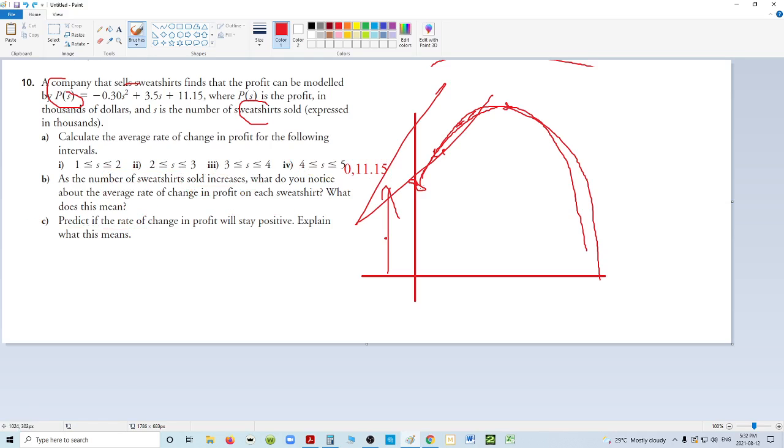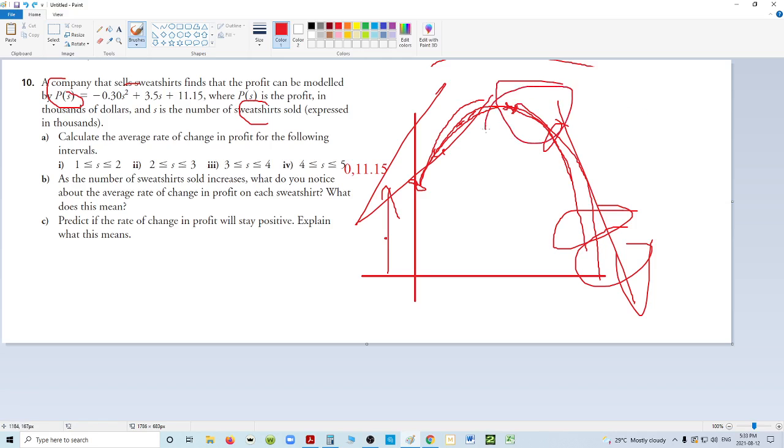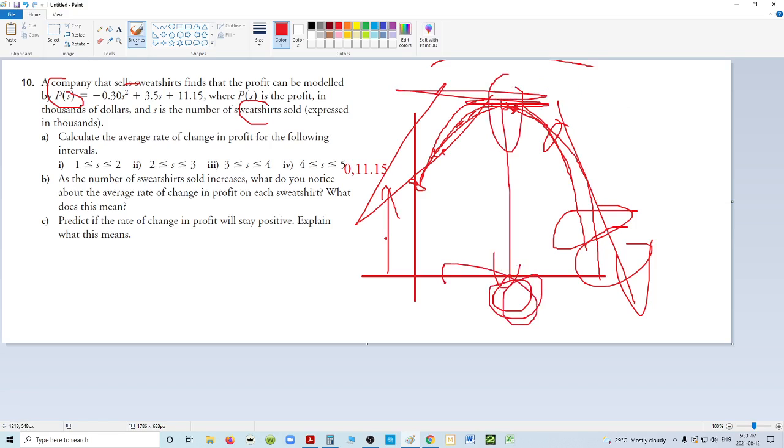What does this mean? It means that at a certain point, when you're spending too much money on material, you're not making as much money. And so even though you're selling more t-shirts, the cost of making those shirts is more than the money you're profiting, thus your profit will start going down. You're trying to hit this profit right here, which is the maximum possible profit, and it'll tell you how many t-shirts you have to sell to make that maximum profit.